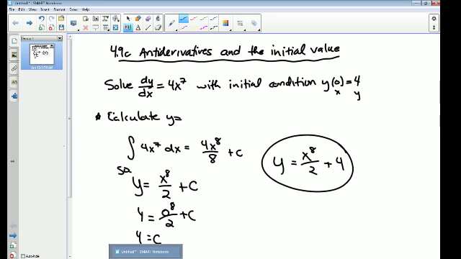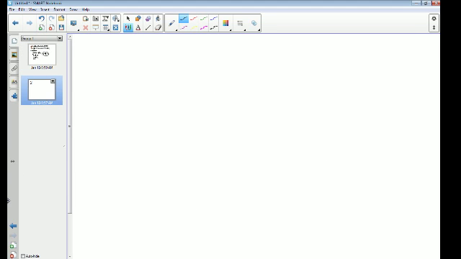I'm going to show you one more calculation problem with sine. Do you understand why there's a constant? Okay. Let's solve the initial value problem.